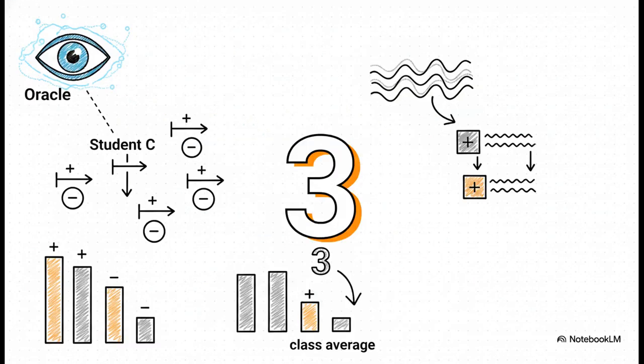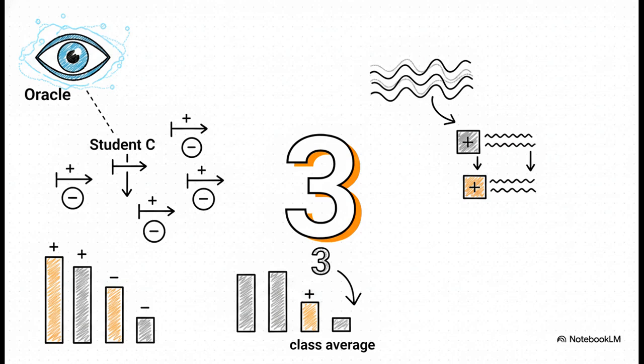Okay, so now we introduce what's called an oracle. Let's say we're looking for student C. The oracle knows exactly who student C is, but it's not just going to hand us the answer. Instead, it marks student C by flipping their phase. Student C's score goes from a positive 5 to a negative 5.